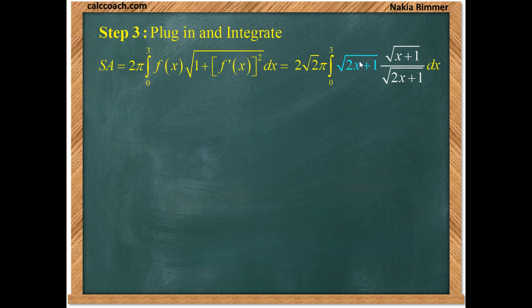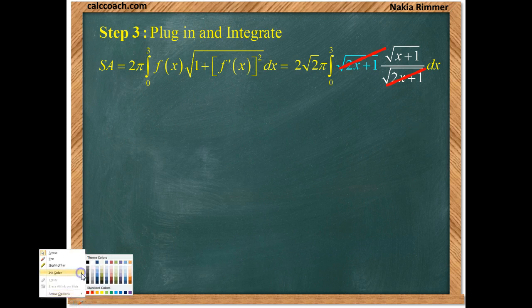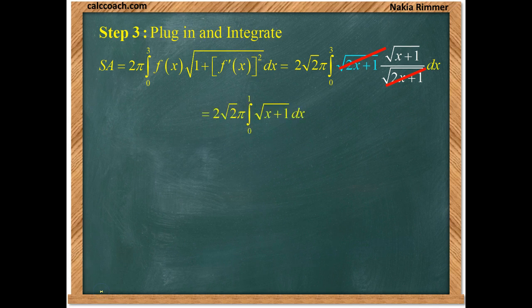So what's going to happen? It's so convenient. We have a 2x plus 1 underneath a root and a 2x plus 1 underneath a root. Those guys are going to cancel each other out. Well, then we're left with just the root of x plus 1. And that's a simple integral. If you need to do a u sub, let u be x plus 1 because du is just dx. And then we take the 2 root 2 pi that's on the outside, and we integrate u to the half and get u to the 3 halves, but times 2/3.